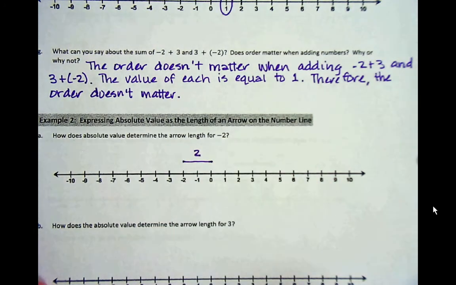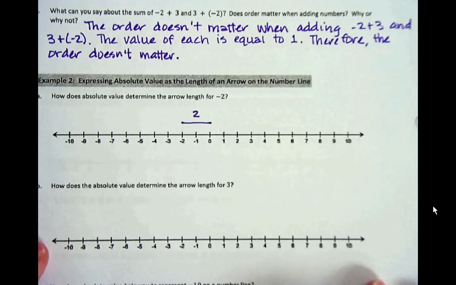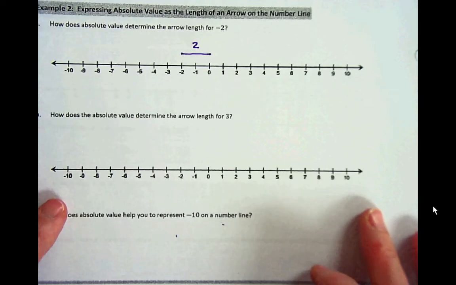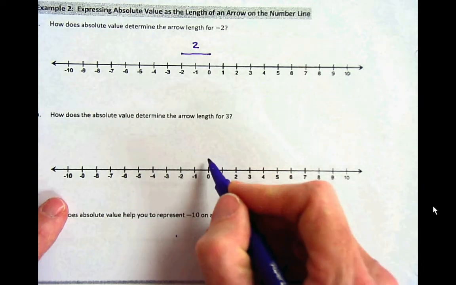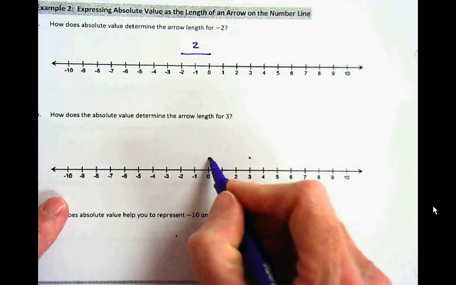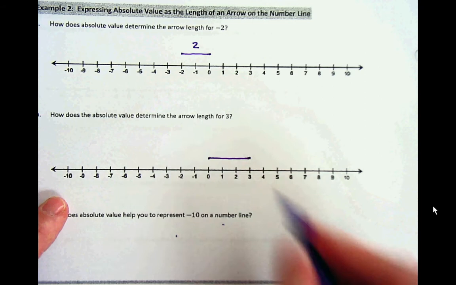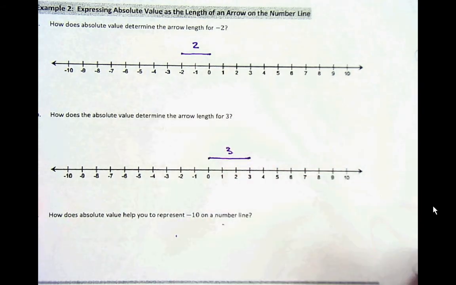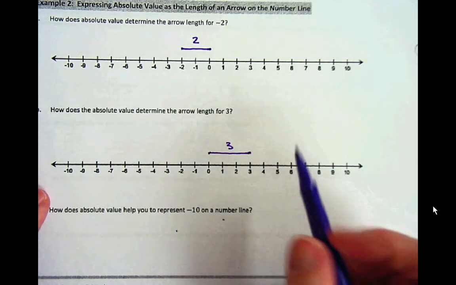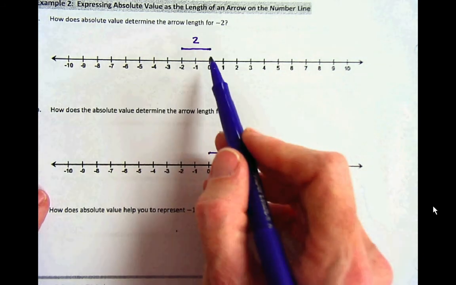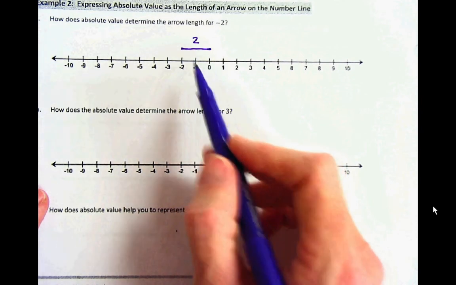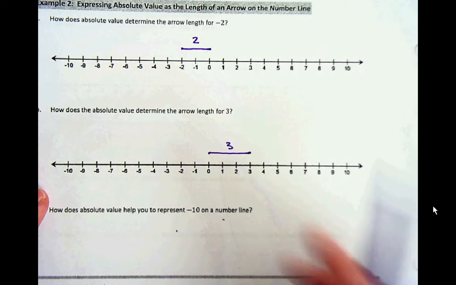Okay? How does the absolute value determine the arrow length for 3? And again, if we start at 0 and we go to 3, the distance is 3. So whether it's 2 to the right or 2 to the left, in this case, the length is still going to be 2. It's just now what direction from 0 are we at.